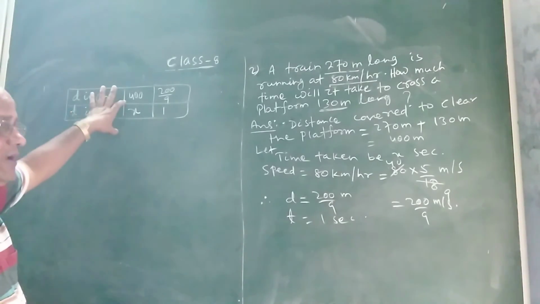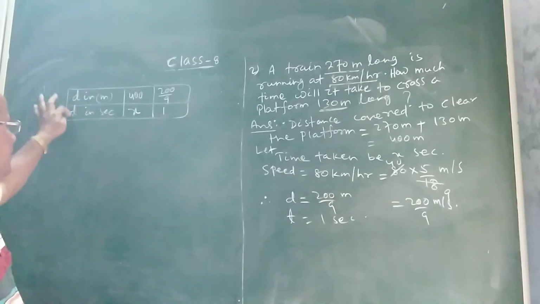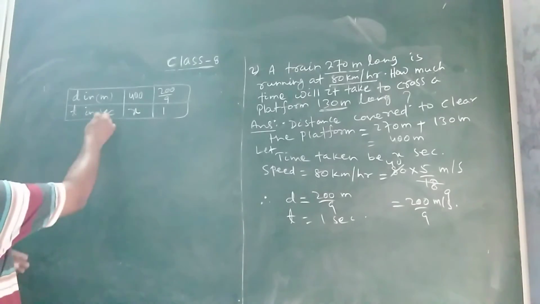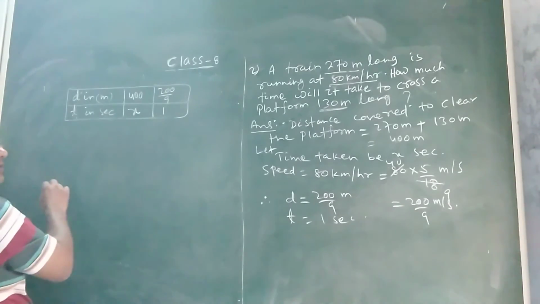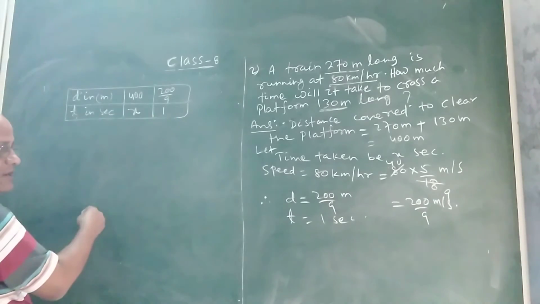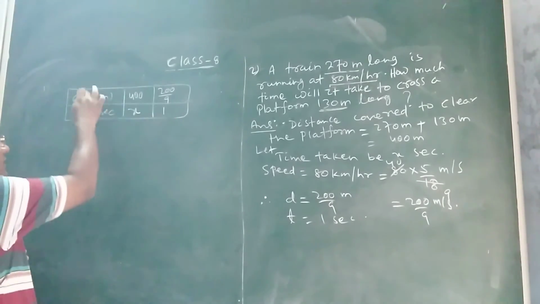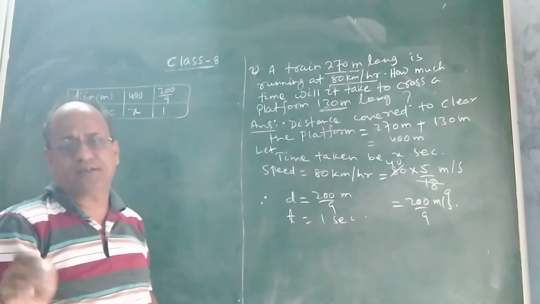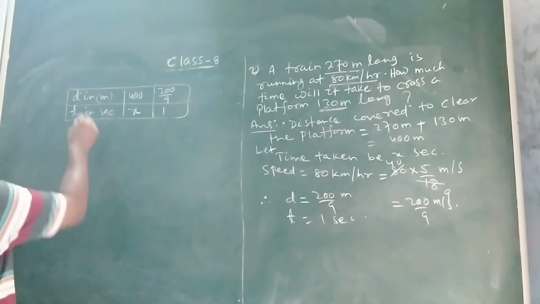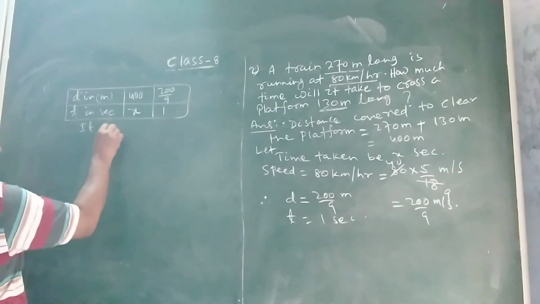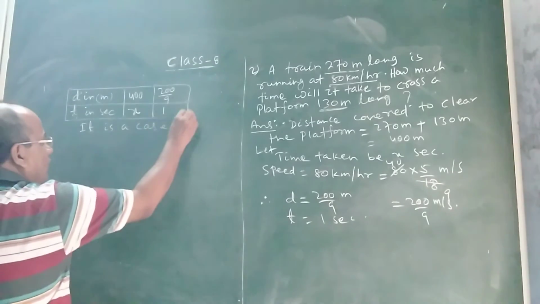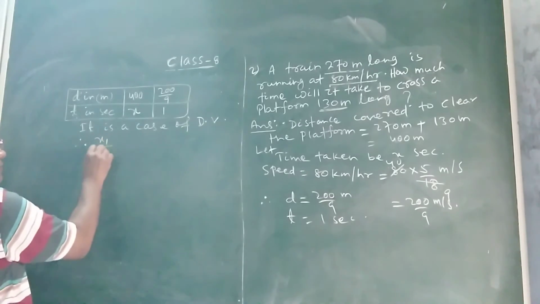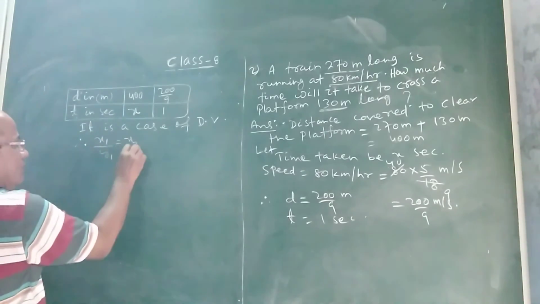After tabulating the values, first you judge what variation is there between distance and time. We know there is direct variation, because with increase in distance, time also increases. If distance increases, time will increase, or if distance decreases, time will decrease. Hence, there is always direct variation between distance and time. So what will you write? It is a case of direct variation. Therefore, you apply the formula x1 by y1 equal to x2 by y2.